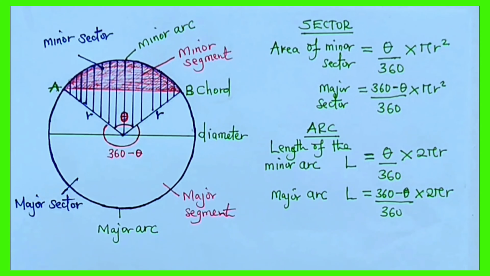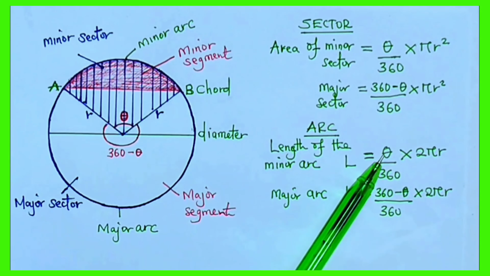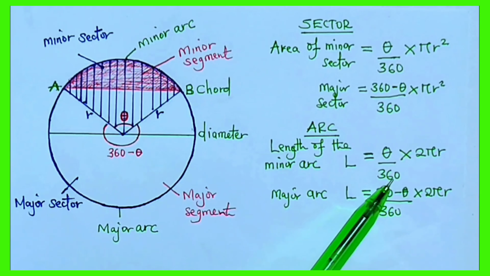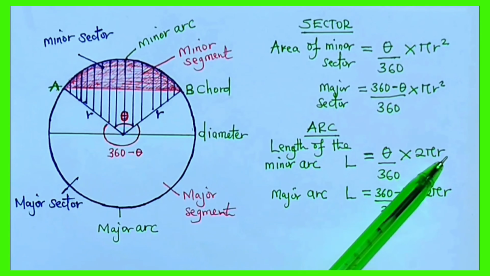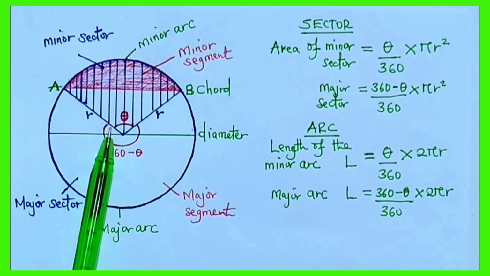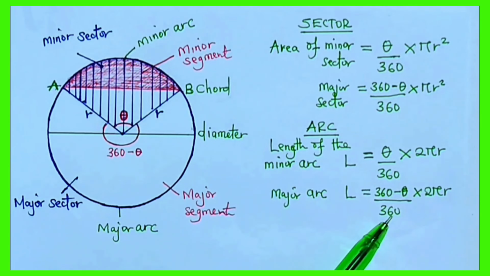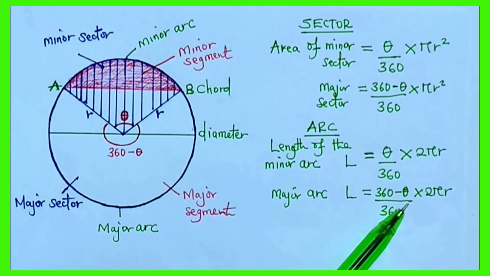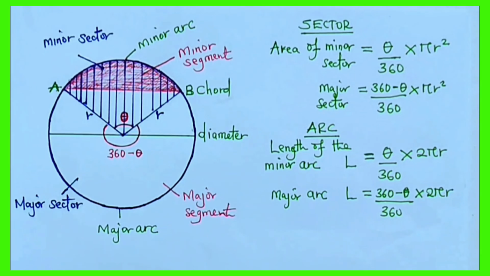What about the arc? I've captured here that the length of the minor arc L will be equal to theta, which is this angle here, divided by 360 degrees times 2 pi r. That means a fraction of the circumference of the circle. And therefore with the major arc it's also the same. That means the angle that is represented here divided by 360 degrees multiplied by 2 pi r, which is also a fraction of the circumference of the circle.